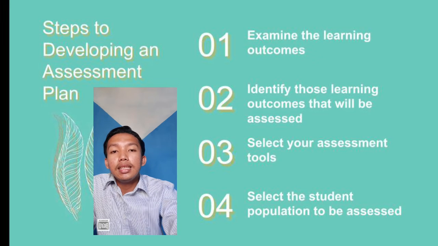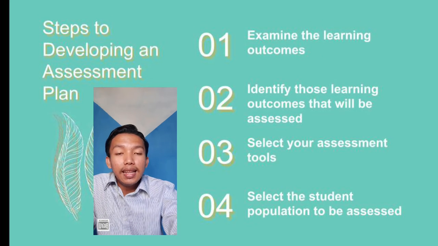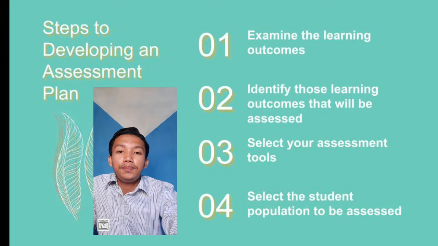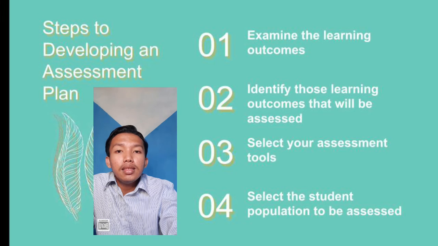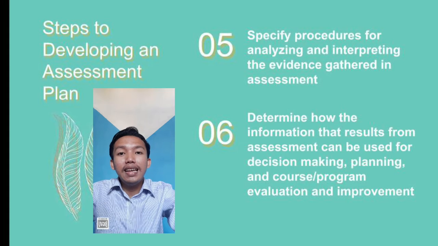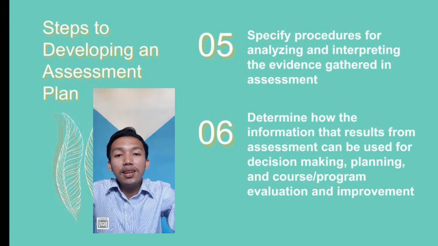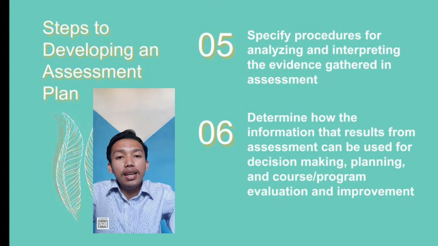And fourth is to select the student population to be assessed. For example, a random sample of sections, graduating students, and so on. The fifth is to specify procedures for analyzing and interpreting the evidence gathered in assessment. Prior to administering assessments, create a scoring rubric or other method of evaluating results, and determine the departmental standard for performance expectation. The last is to determine how the information that results from assessment can be used for decision making, planning, and course or program evaluation and improvement.